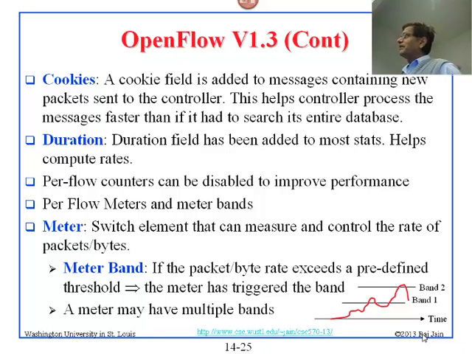Per flow meters and meter bands. Counters can be disabled, but you might need them for some reason, and the reason is you have a meter and meter bands. So what is a meter? A meter is something that measures the rate of something. And a meter band is a threshold on that meter. Let me explain. Let's say a flow belongs to customer X, and customer X has paid for 18 megabits per second. We want to make sure that they never send any more than 18 megabits per second. If they send more than 18 megabits per second, we throw away their packets.